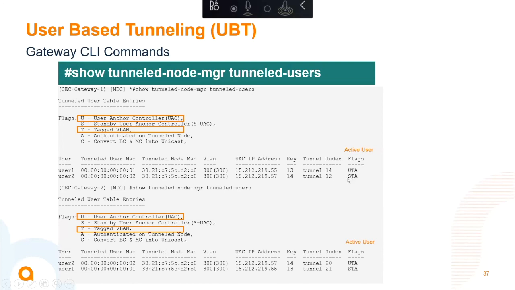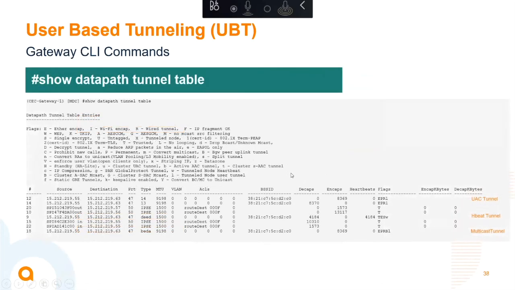You can also see the flags, for example UTA. U means it's the active user controller for this user, and its traffic right now is being tunneled to this one. If you see the second row, it says that for this user, this controller is a standby. On the standby, you can see the reverse. Here it will also show the tunnel index and the GRE key.